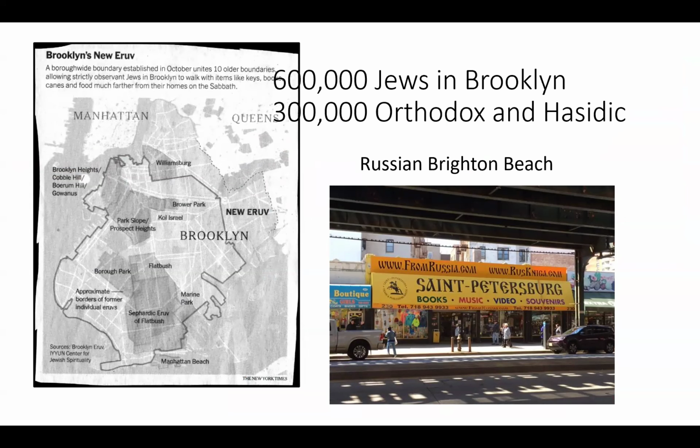Today, there are approximately 600,000 Jews in Brooklyn. About half of them are Orthodox and Hasidic. Once again, half of them are very assimilated Jews.